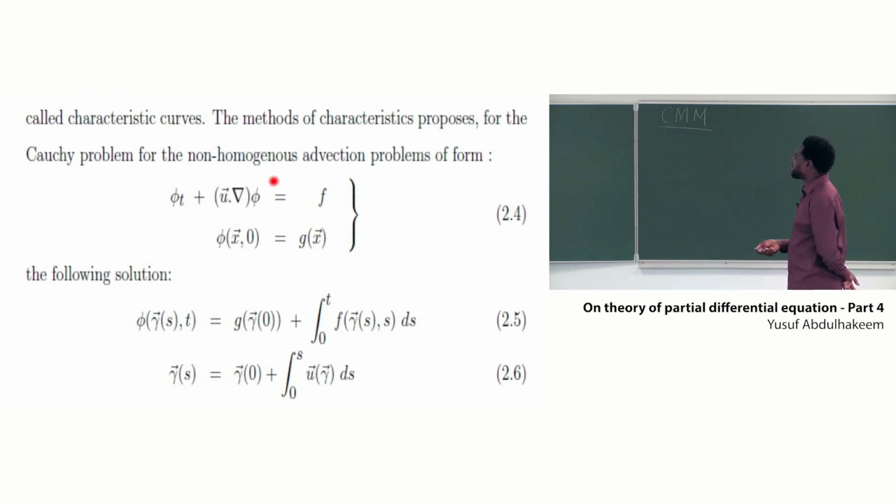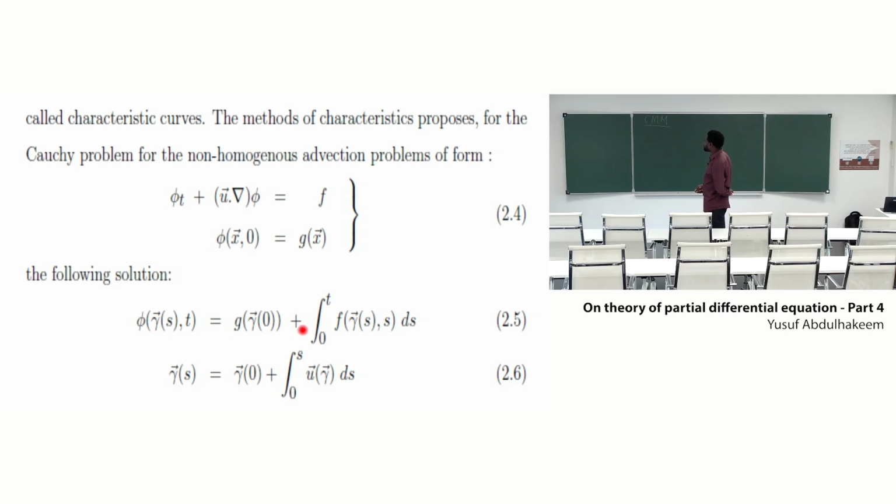Now look at the problem here. It is non-homogeneous because the f of x here is not equal to 0. So this equation here is non-homogeneous. Then the solution is given as what we have here: phi of gamma of s, comma t, is equal to g of gamma of 0 plus the integral from 0 to t of what we have in here.